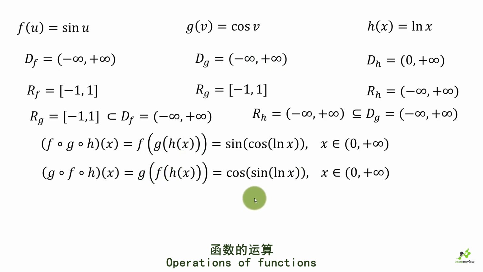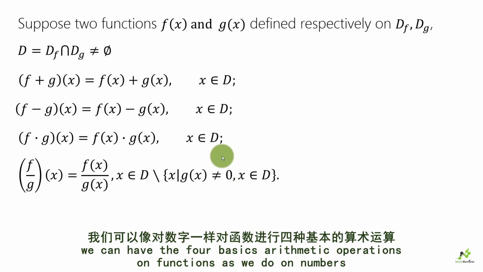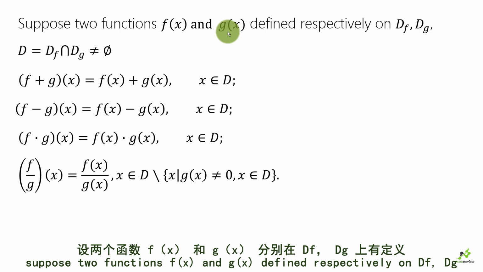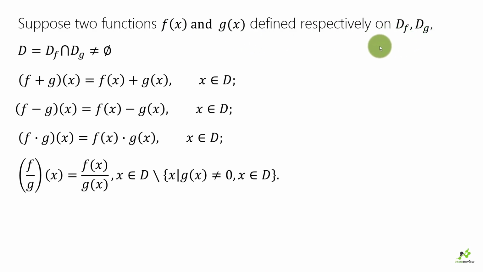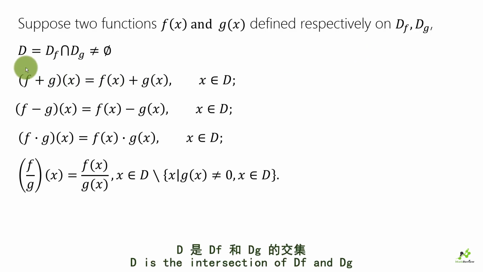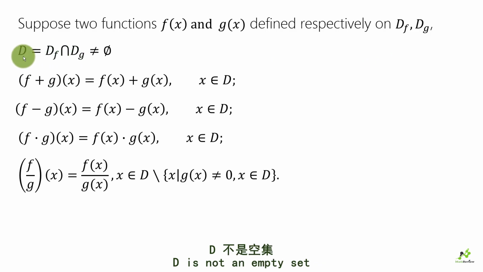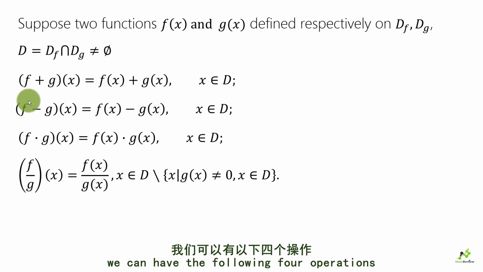Operations of functions. We can have the four basic arithmetic operations on functions as we do on numbers. Suppose two functions, f of x and g of x, defined respectively on df and dg. D is the intersection of df and dg. D is not an empty set. We can have the following four operations.